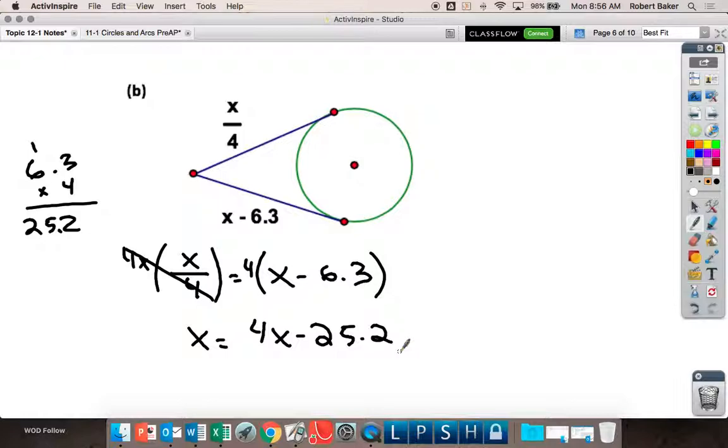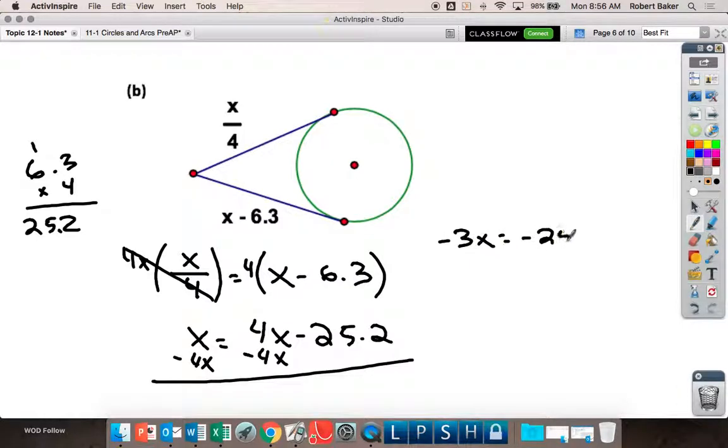Move all the x's to the same side. Minus 4x on both sides. Negative 3x is equal to negative 25.2. Now you get x by itself.